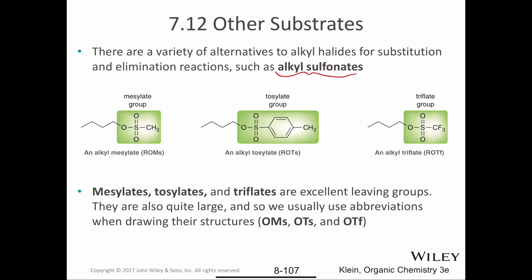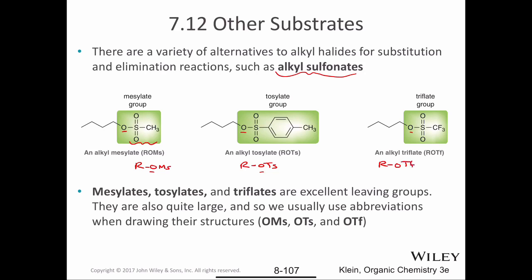So the first one is called an alkyl mesylate, and the mesylate is this part here. So this is why we abbreviate it RO. So this is the oxygen here. And then MS is for mesylate. The next one is an alkyl tosylate. So we have alkyl, and then we have the O, and then we have the TS. Okay, so TS stands for tosylate. And the last one is an alkyl triflate. So RO, and of course this is the oxygen. And then TF. TF stands for triflate.